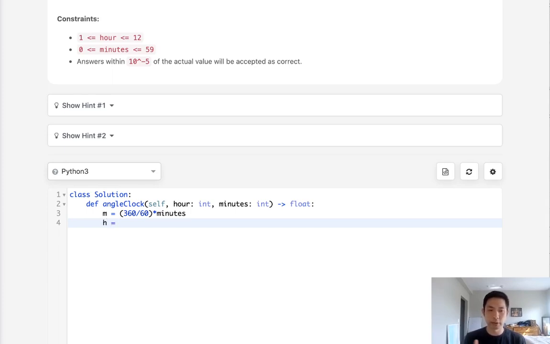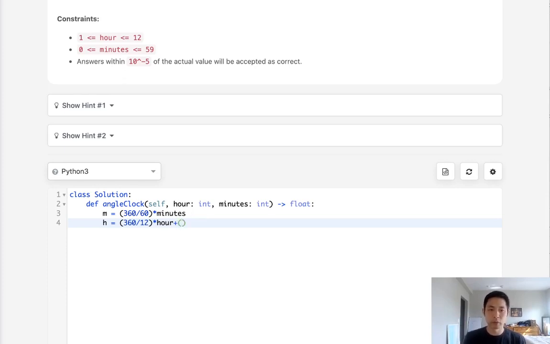Well, for the number of degrees on the hour hand, there's going to be 12 hours in a clock. So 360 divided by 12. I'm actually not sure what that is. I think it's 30 times the hour. But hold on. It also depends on what the minute hand is going to be at, right? So depending on where the minute hand is, we need to add a couple more degrees for the hour hand. So how do we do that?